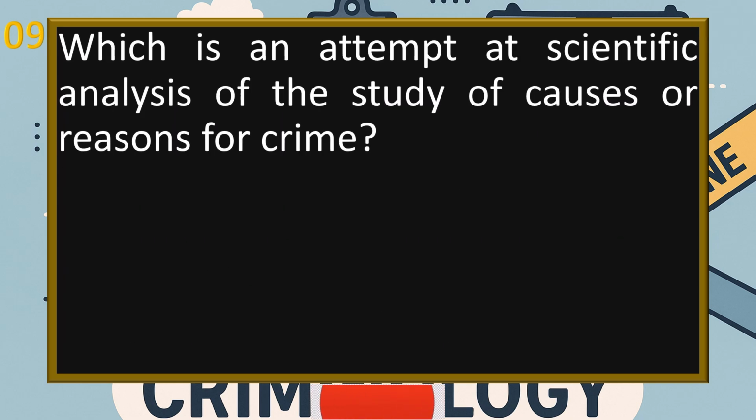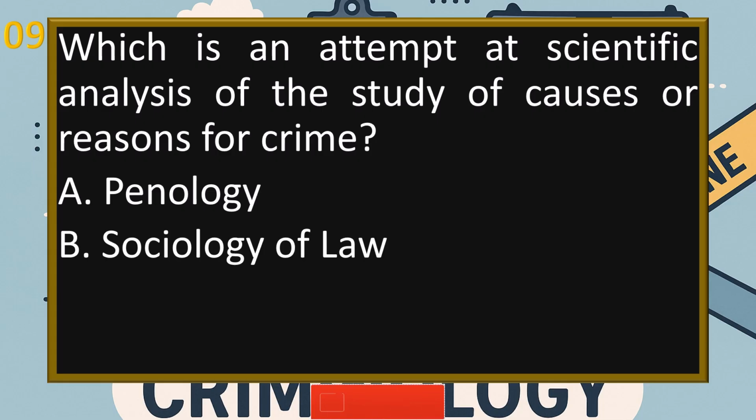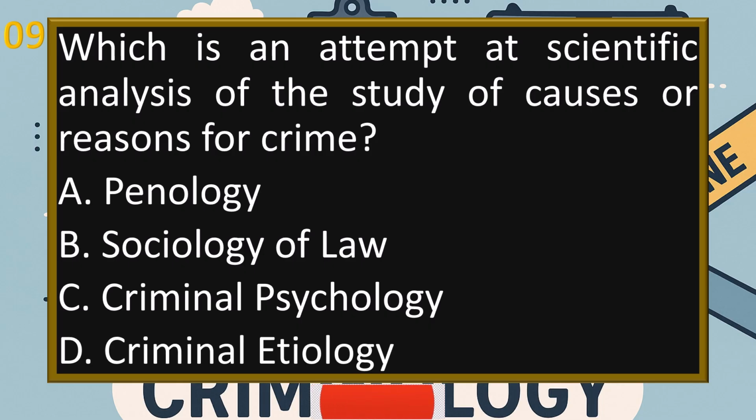Which is an attempt at scientific analysis of the study of causes or reasons for crime? A. Penology. B. Sociology of law. C. Criminal psychology. D. Criminal etiology.